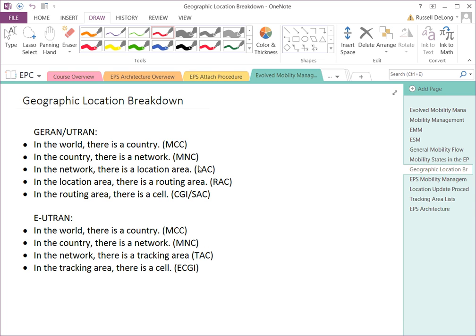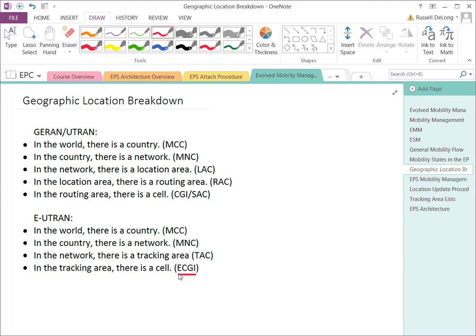So a location area is a logical group of cell sites for a circuit switch network. A routing area is a logical group of cell sites for a legacy packet switch network. And then a tracking area is a logical group of cell sites for an evolved packet system. Then within a tracking area, you have a cell. Now, I put it as ECGI. This is actually two things. This is the cell as well as the TAC.